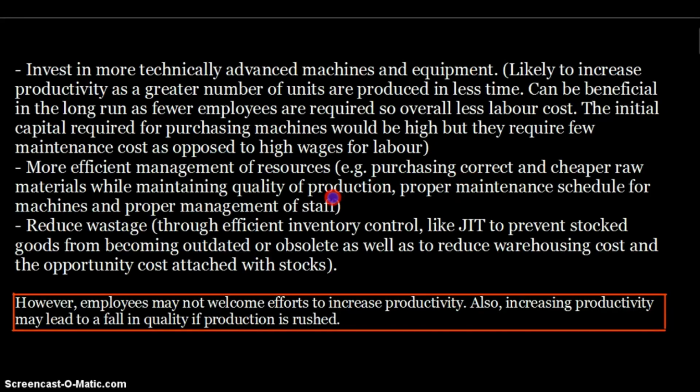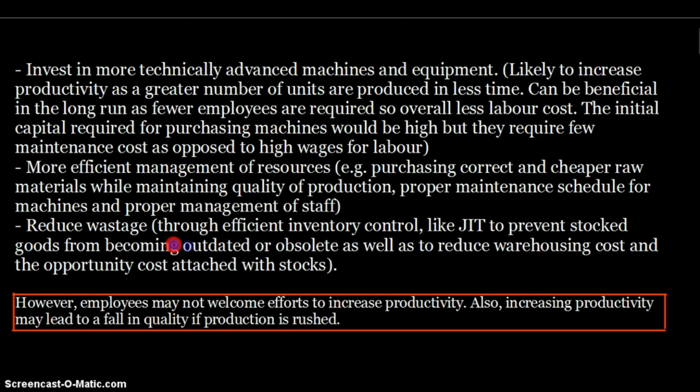Sometimes when you go for cheaper raw materials, that means your quality is being sacrificed, so you have to look after that as well. So you have to make a compromise, trying to be more efficient as well as effective. Proper maintenance schedule for machines and proper management of stock. All these could be examples of efficient management of resources. You are using your resources correctly: land, labor, capital.